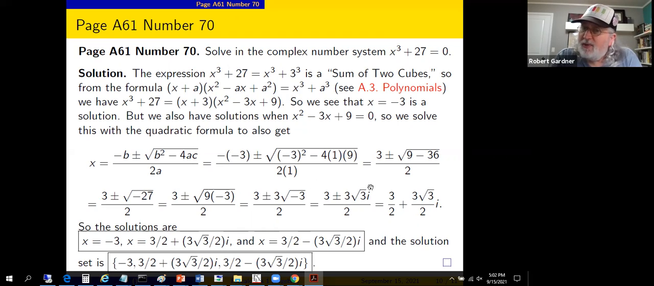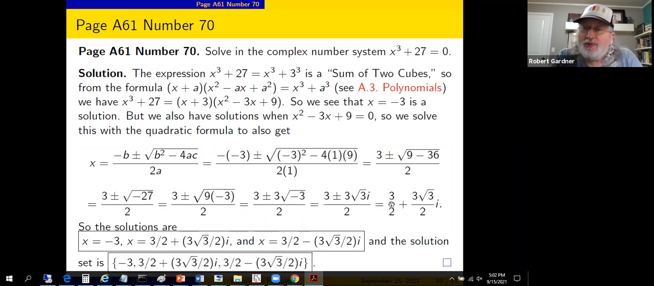Same procedure that we did before. It's the principal square root of -3. Okay. Got a 2 in the denominator. Nothing simplifies this time. Write it as 3/2 plus or minus 3 times the square root of 3 over 2 times i.